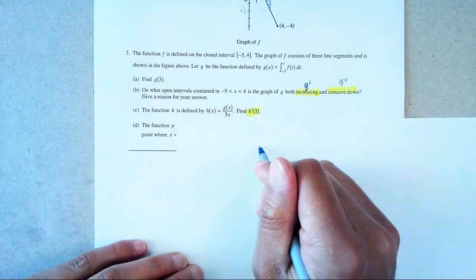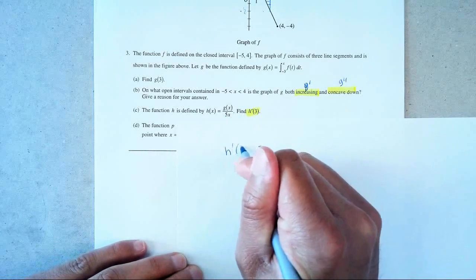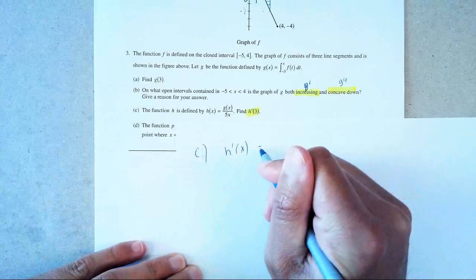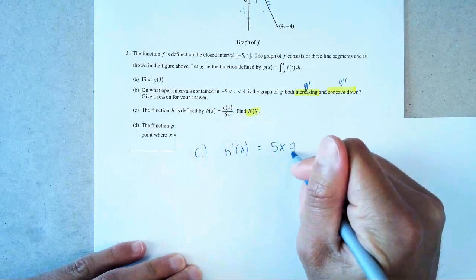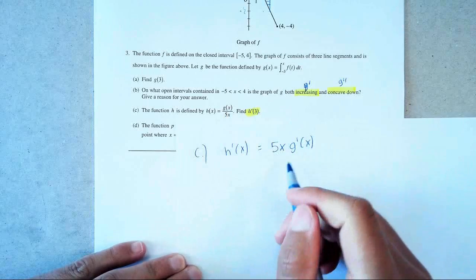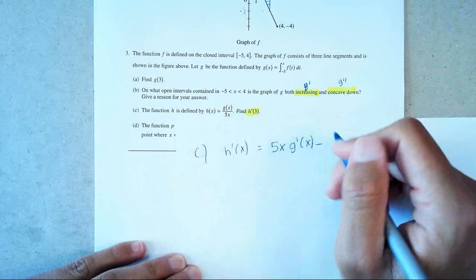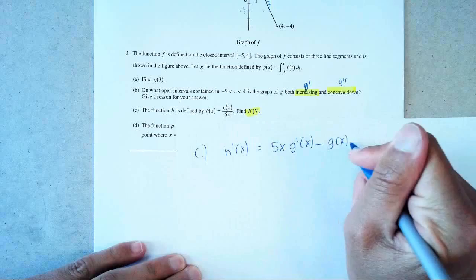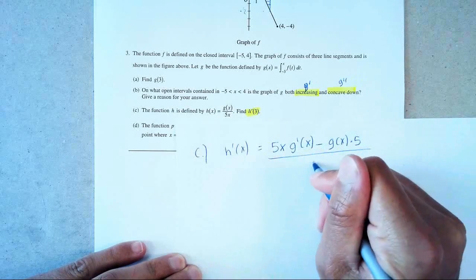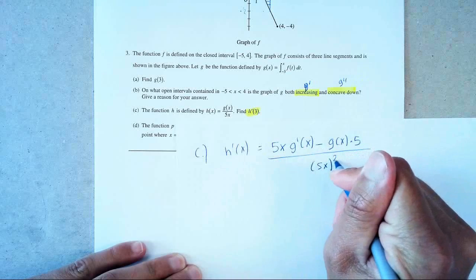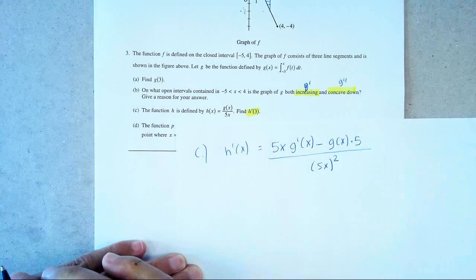You take your low, so h prime of x, take your low, 5x, times the derivative of the high, which hopefully you agree would be g prime, minus your high, which is g, times the derivative of the low, which is just 5, all over your low, which is 5x, squared. Well, then when you have that, you just have to work it out.